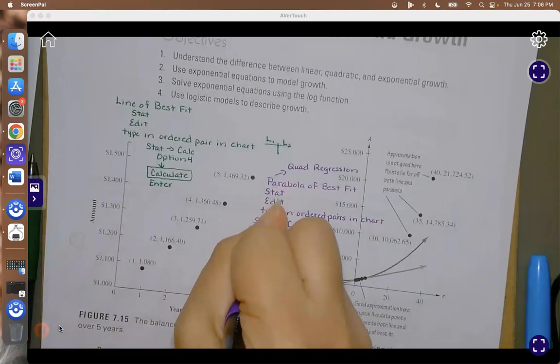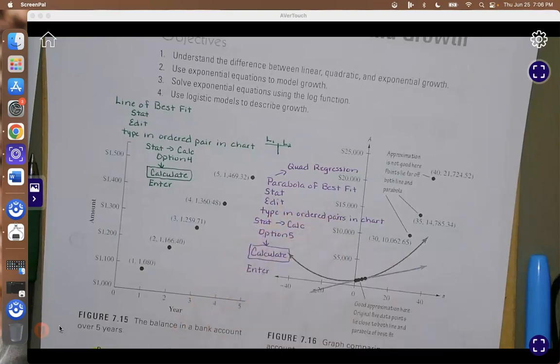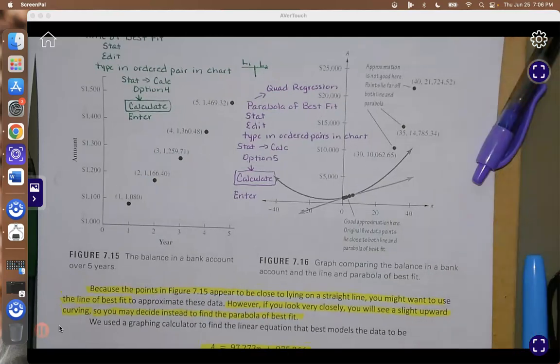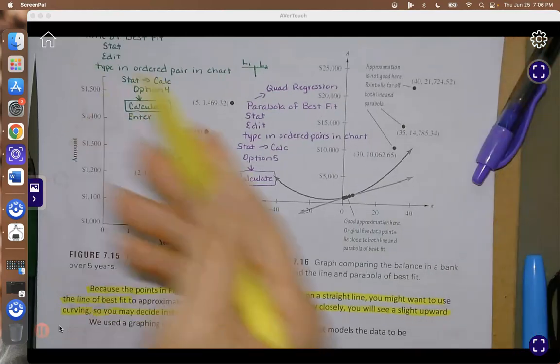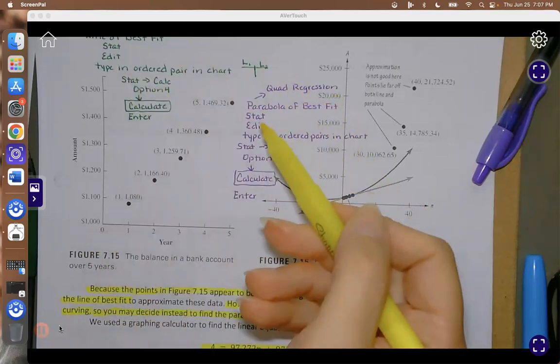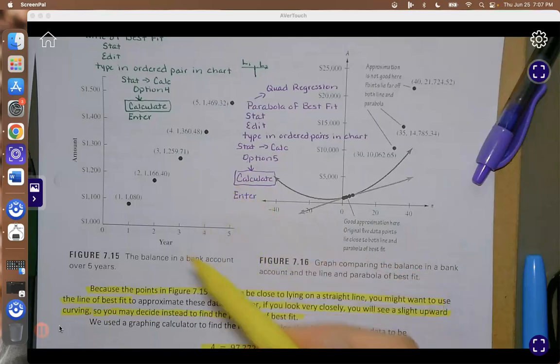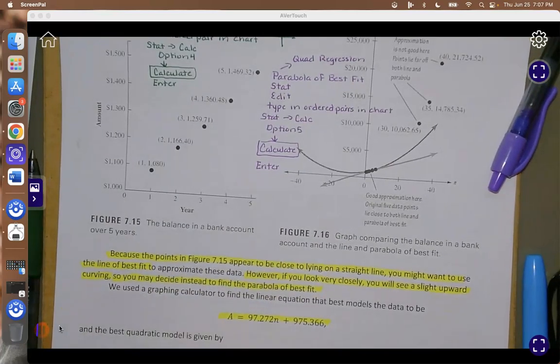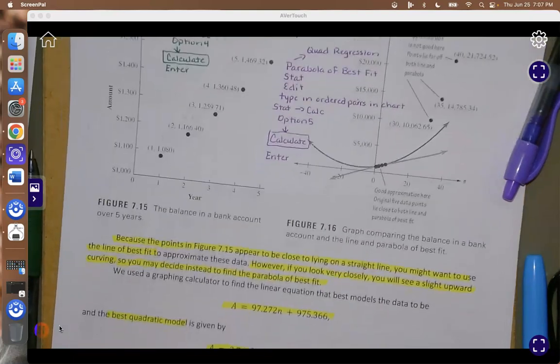Okay, so if it doesn't look like a straight line, then you'd use the quadratic regression if it has a curve. So when you type it in, once you have your numbers in the chart, it's easy. You could just go back and hit Stat, Calculate, option 5. And this is the equation that it would give you. Okay.